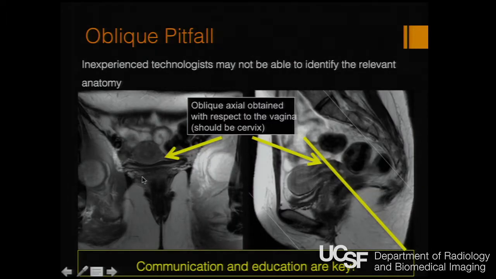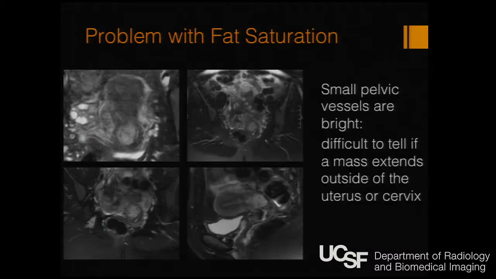But this is where communication with technologists has to be clear, because some technologists may not be familiar with the anatomy, or they may not be familiar with doing examinations in a certain way. And so sometimes, like this one, this oblique plane through the cervix actually ends up being oblique through the vagina. And even though in this study it didn't make a diagnostic difference, it's important to provide feedback, because there will be a future study in which it does make a diagnostic difference.